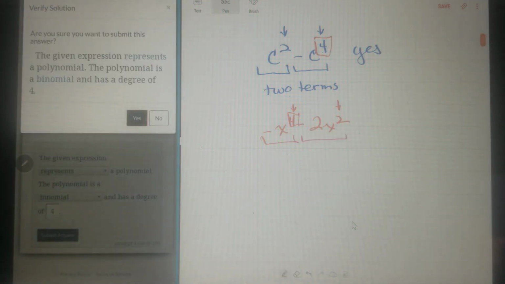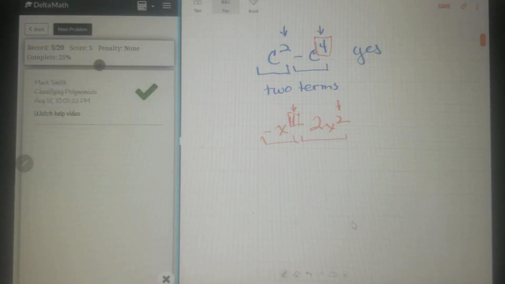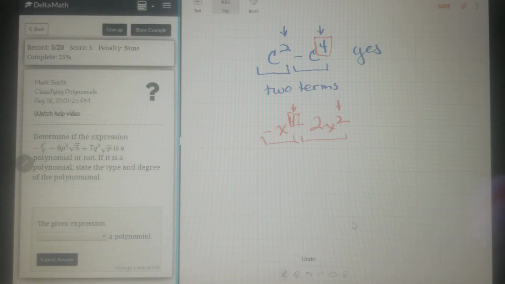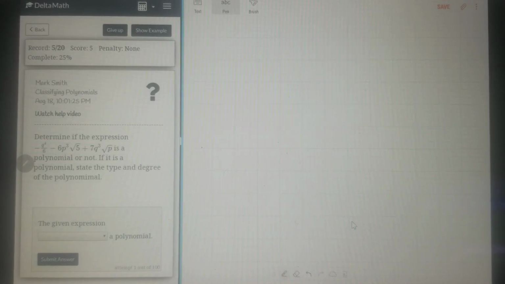I was hoping we'd get one that was a little more complicated that we could do. Here we go. This one's complicated. This is the last one I'm going to do for this video. This says negative q to the 4th over 6 minus 6p cubed square root of 5 plus 7q cubed square root of p. Does this represent a polynomial?